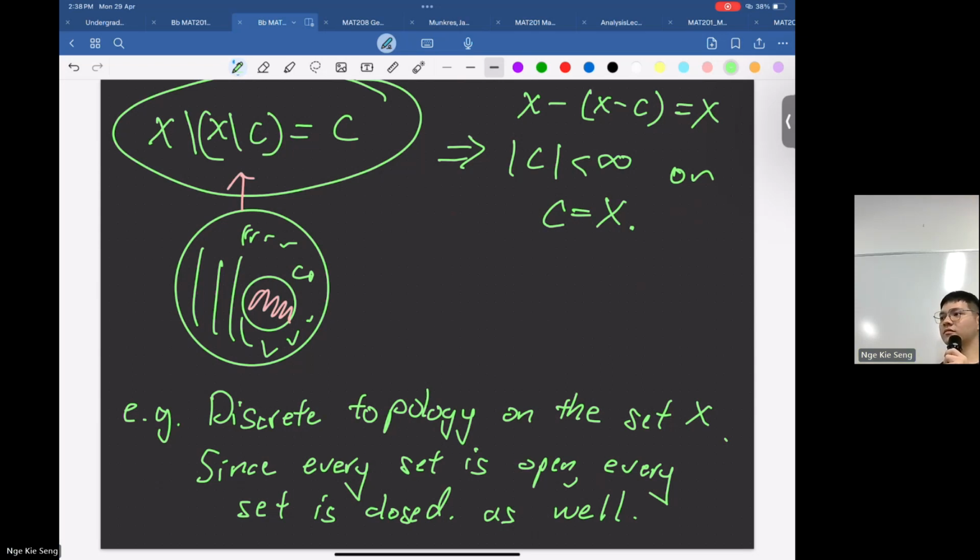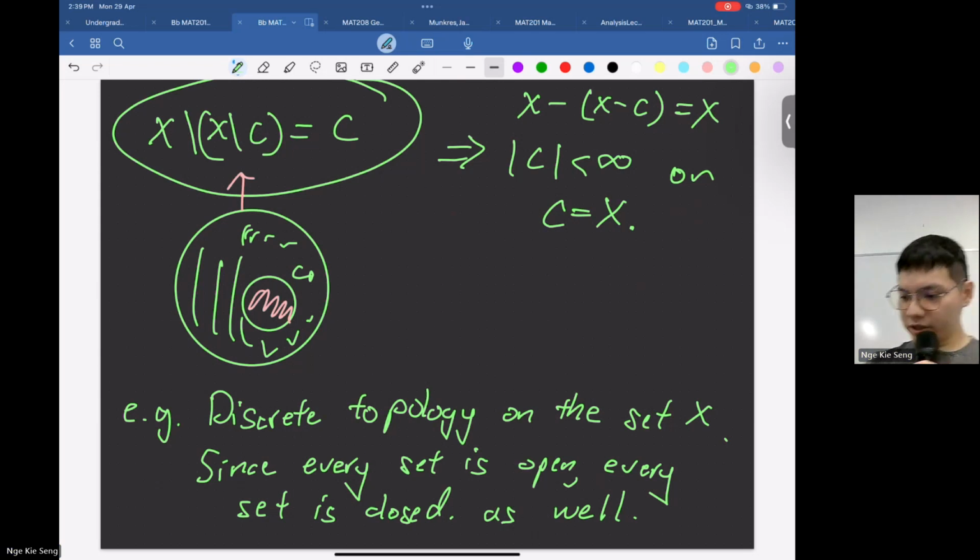Got a question? Every set is closed because the complement is a subset of the original set, but you declare every subset to be open. In particular, that complement also has to be open. Okay.